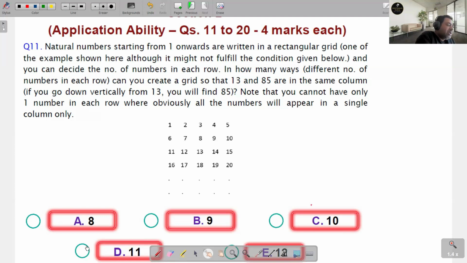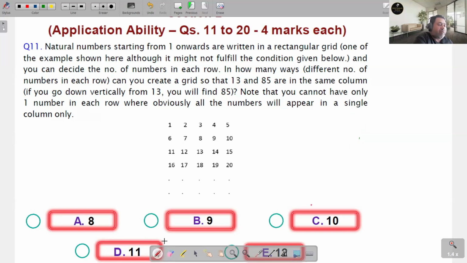What the question means is that, let's say you make a grid like this, 1, 2, 3, 4 only. Here the example is shown for 5. Let's say we write like this. Then you have 5, 6, 7, 8 like that, and the 13 and the 85 should fall in the same column. This is the concept.